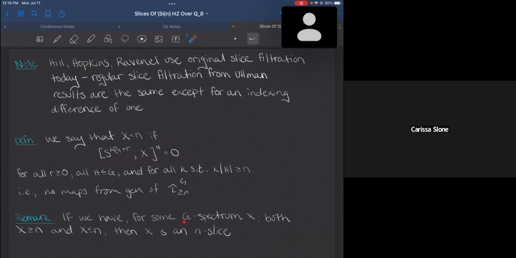Now, if we have for some G spectrum X both X at least n and X no bigger than n, then we call X an n slice. And that's what we're really interested in finding with the slice filtration. We want to know what the slices of a spectrum are. So we're going to take some spectrum X and ask, is this a slice? If yes, we're done. That's awesome. If not, then we want to decompose X into its slices.